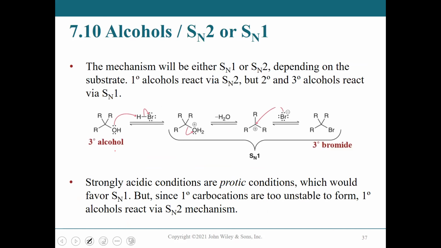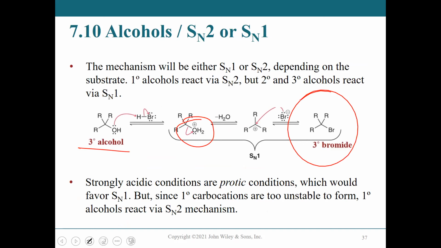For an SN1 reaction, a tertiary alcohol with HBr gets protonated. Now you get an OH2 plus, which is a good leaving group. The good leaving group leaves by dissociation, and now it becomes a carbocation. The bromide attacks, and you get a tertiary bromide. So that's another way to prepare bromides.